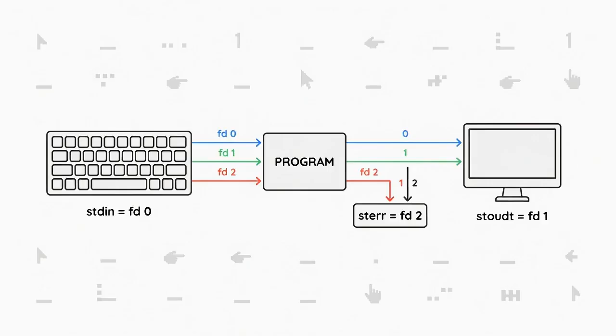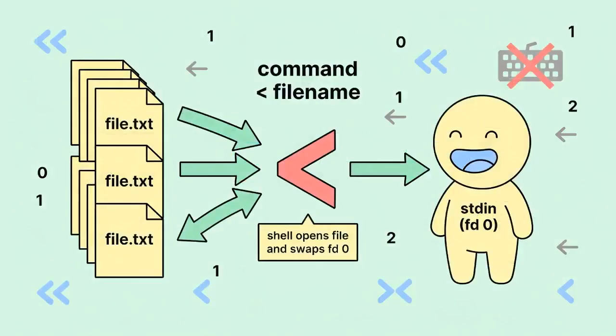So when you run a command with no arguments, it simply waits for you to type, because its input is wired straight to your fingers on the keys. The less than symbol is the shell's redirect operator. Write command less than file name, and the shell opens that file, swaps it onto FD0, and launches the program. The program never sees a keyboard. It only sees its input stream, and that stream is now the file.